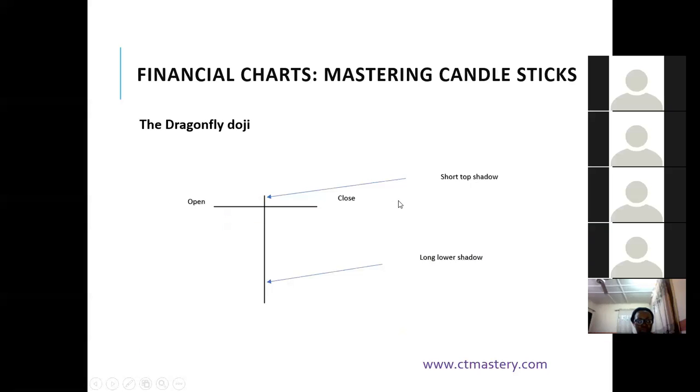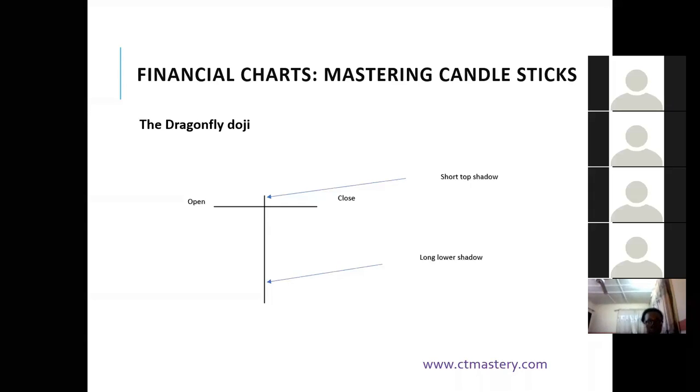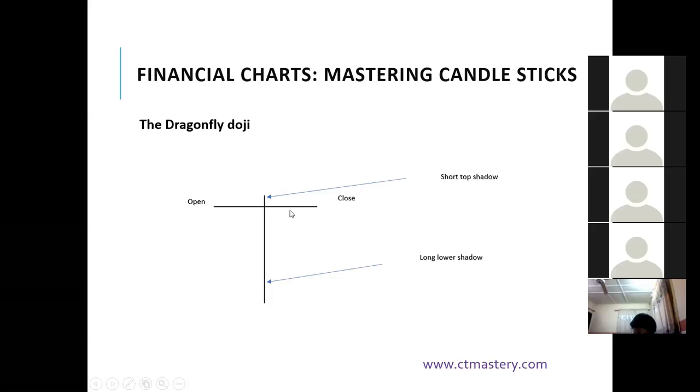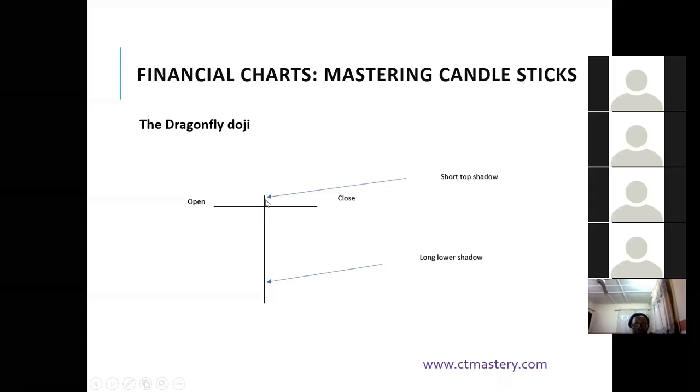The next one is a Dragonfly Doji. Like I said, the Doji has two other variations, the Dragonfly and the Gravestone Doji. And the Dragonfly Doji is like this. We have more of the buying and selling activity occurring at the upper side of this candlestick. So the anatomy is that it has a very long lower shadow and little or no upper shadow.